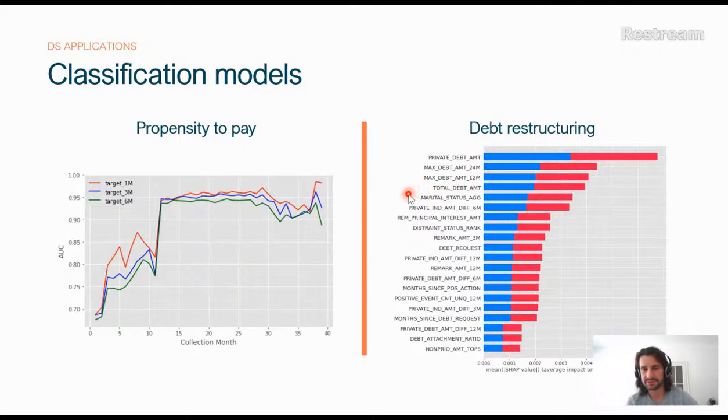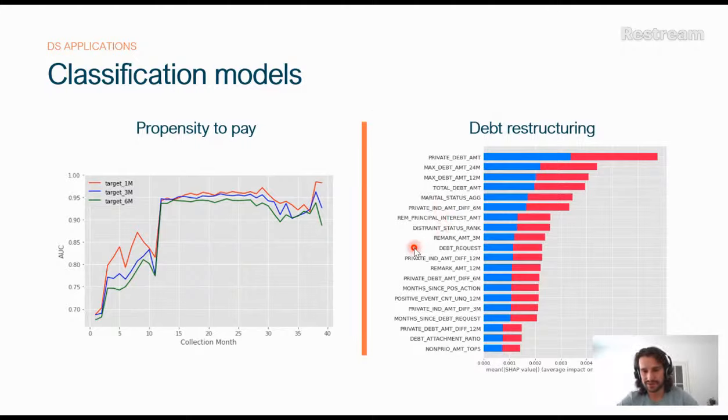But what is interesting, we have this feature marital status in 5th place, which is a bit surprising for me. And a lot of different discussions about fairness could be started here. So whether it's okay to use this kind of feature in these models, or whether it's nicer to be married or not for these models. Yeah, I actually don't know the answer.